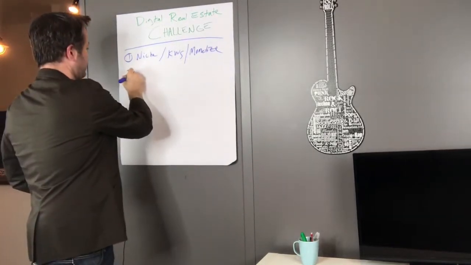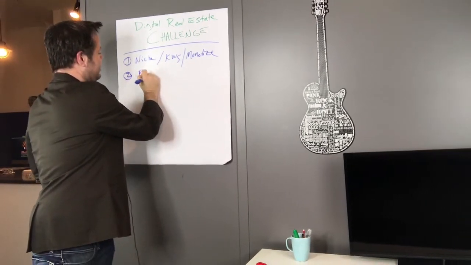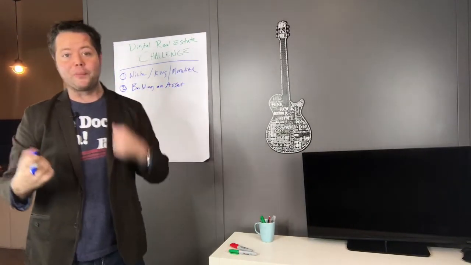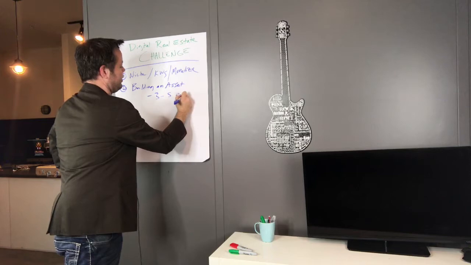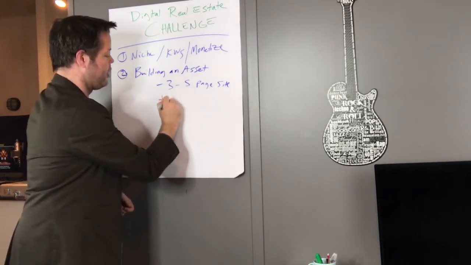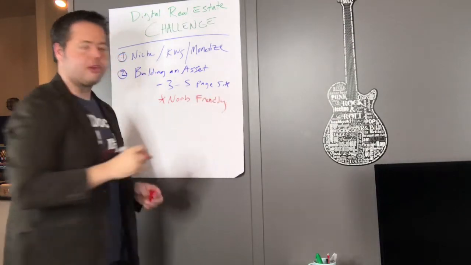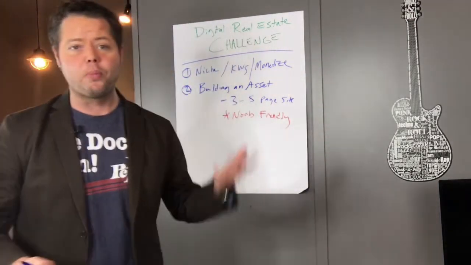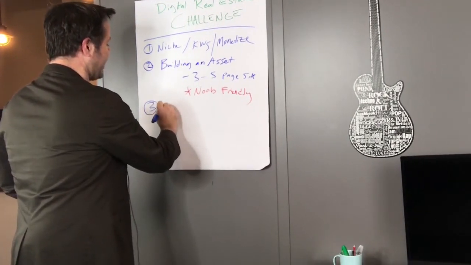Number two, we're going to take that information and we're going to start building an asset, okay, a digital property. That's going and getting a domain name and building that out. We're talking here like, you know, a 3 to 5 page site. And let me tell you right now, it is noob friendly. Totally noob friendly. Nothing to worry about here. Total noob can do this. So we're going to build an asset, and this asset is intended to be a cash flow producing asset. It's just digital.